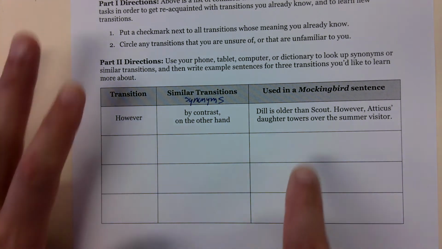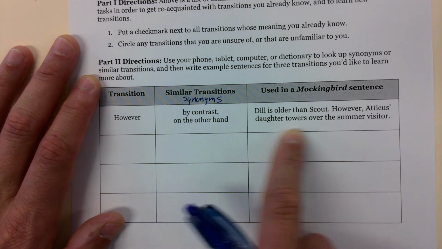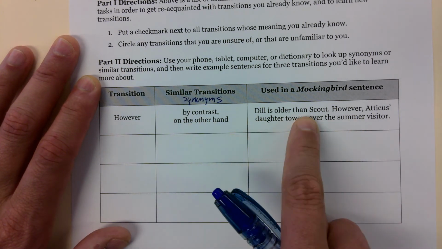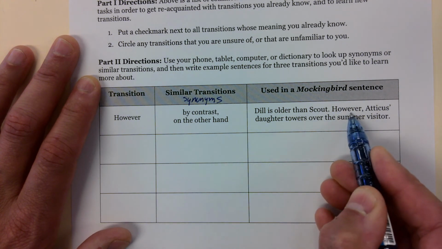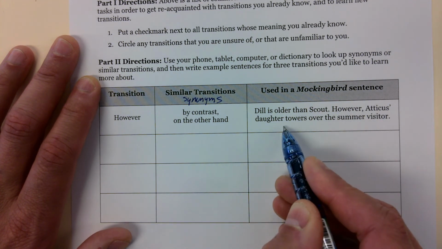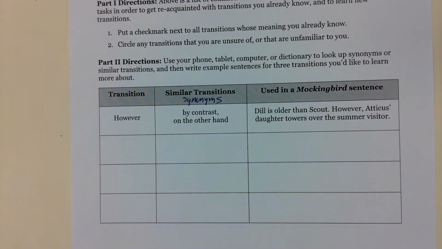So in this case, this is not any of Harper Lee's words. These are words by the person who created this. Dill is older than Scout, period. On the other hand, or by contrast, but in this case we're actually using the word however, Atticus's daughter towers over the summer visitor. Yeah, Dill's short, even though Scout's younger. She's taller.